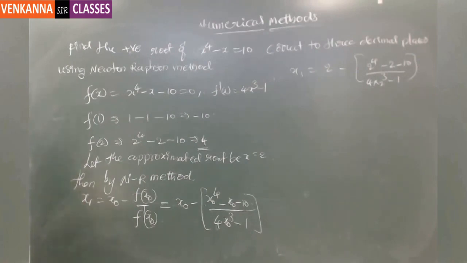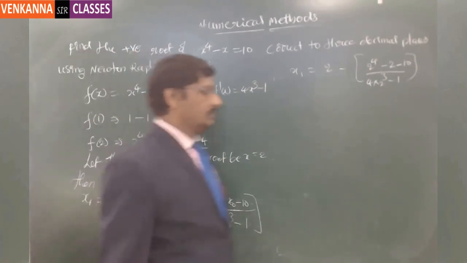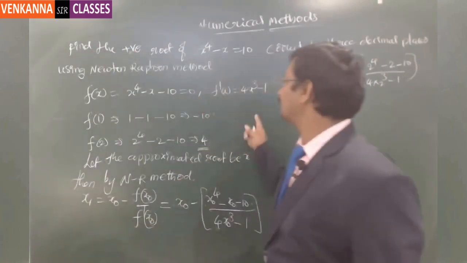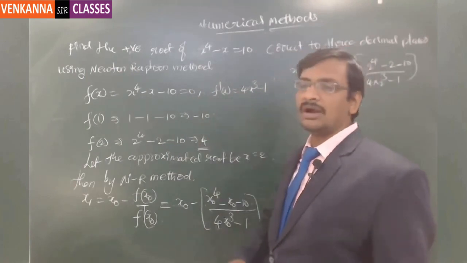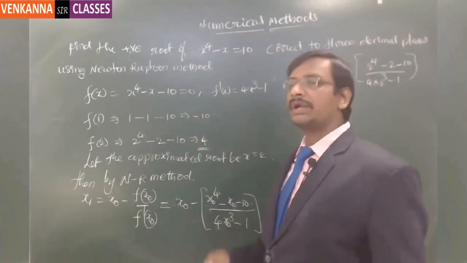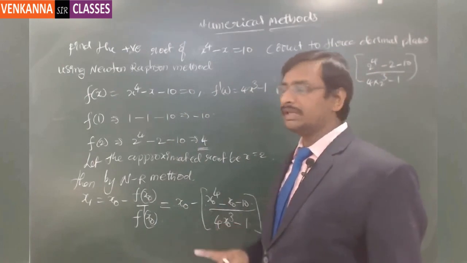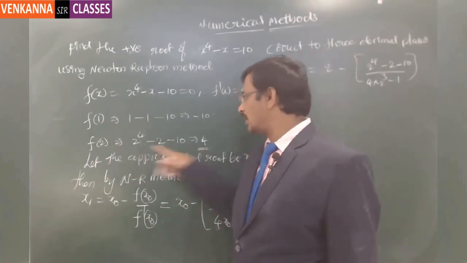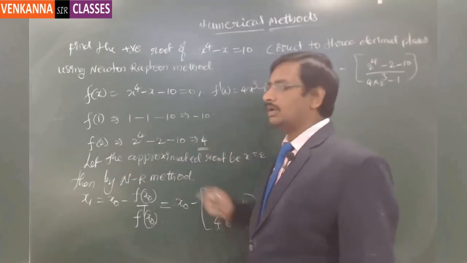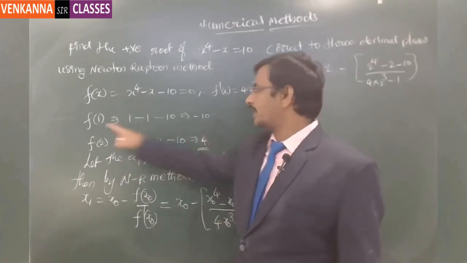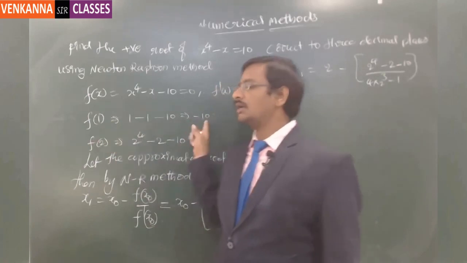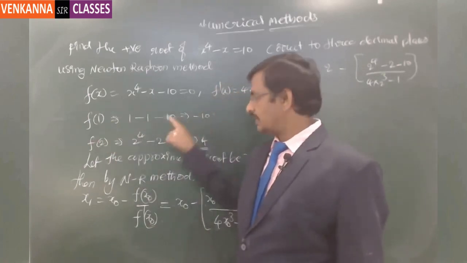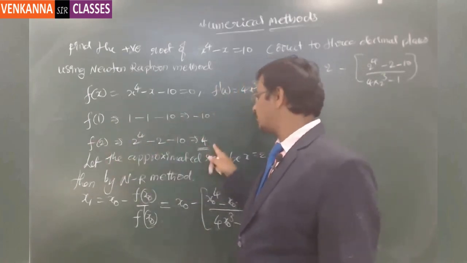See how 2 is taken. Here 2 is not a hard and fast rule. You can take any random root, but the only thing is to try to ensure that you pick a value which is closer to f of x equal to 0. That means here if I take f of 1, I got a value of minus 10. If I take f of 2, I got a value of 4.